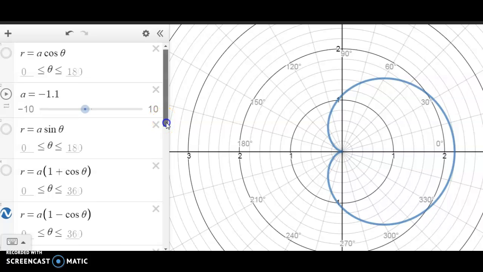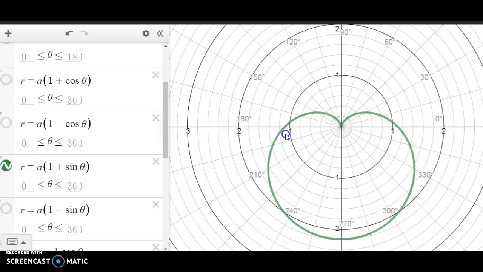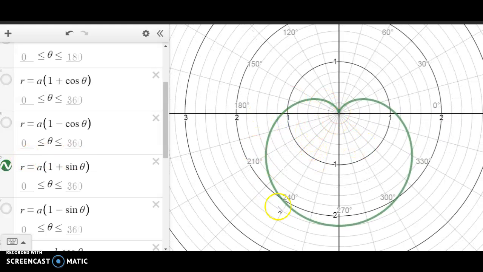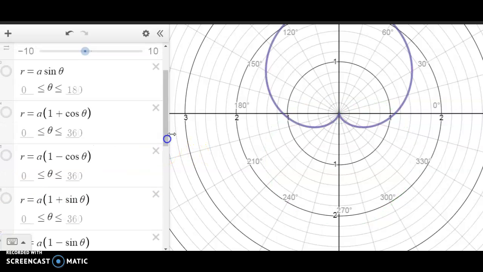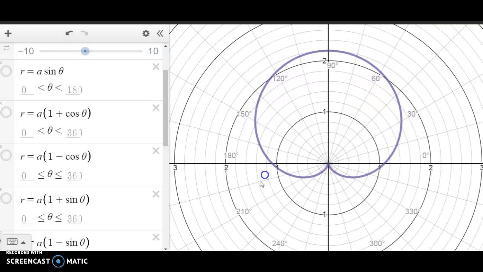We can interchange that with sine. So if I take this away, so again, when I open it like this, notice that it's kind of opening down. This definitely kind of looks more like a heart. And now here's the heart upside down. As I can change my a value.